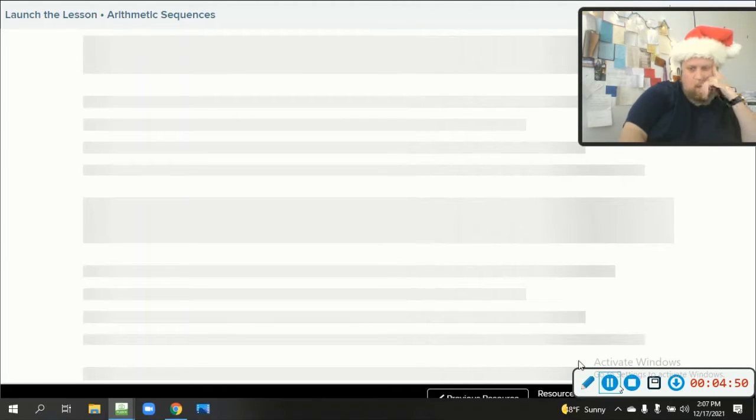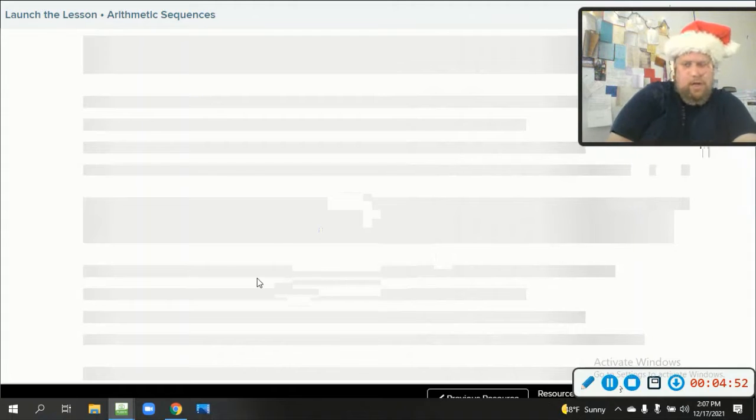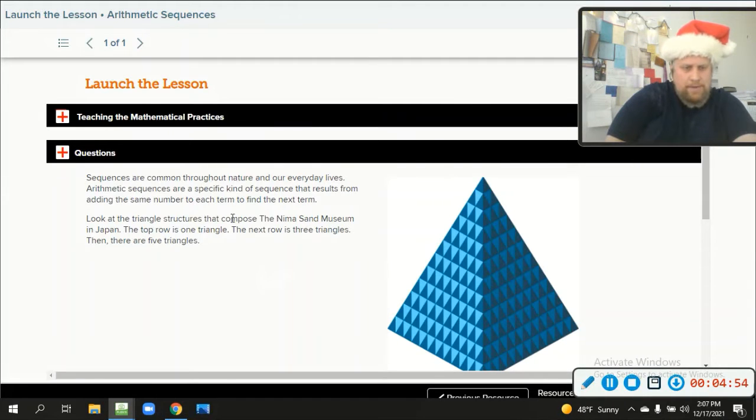Okay, sequences are very common throughout nature and our everyday lives. Arithmetic sequences are a specific kind of sequence that results from adding the same number to each term to find the next term. And it should be said it can be adding or subtracting, right? Because you can add a positive or add a negative, right?